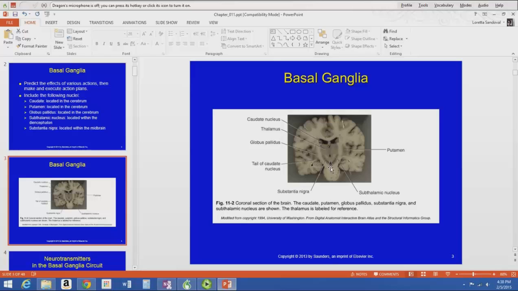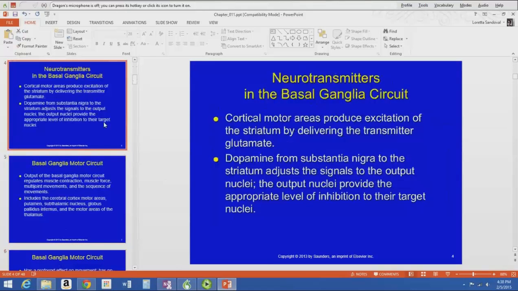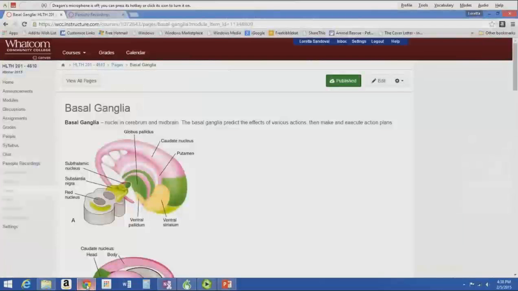So we know from way back in chapter 3 when we were talking about neurotransmitters, dopamine has a lot more to do than just movement. It's a neurotransmitter that functions in a lot of areas in our behavioral and cognitive functions. So that's a big deal when we don't have dopamine. We'll talk a little bit about the neurotransmitters in the basal ganglia circuit, but first we're going to look at some different pretty pictures of the basal ganglia.